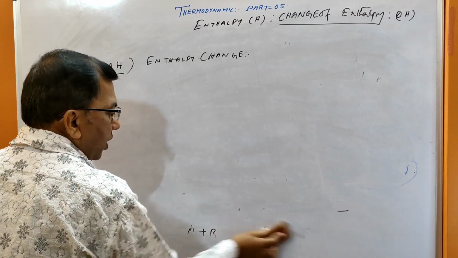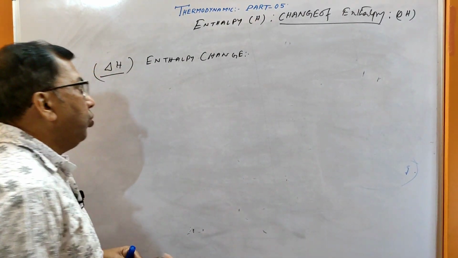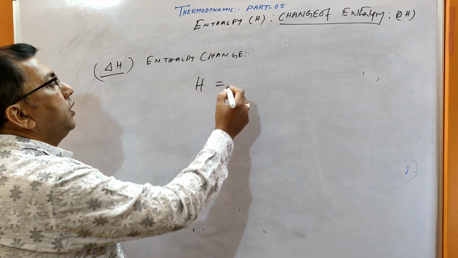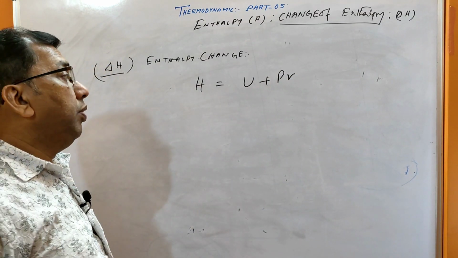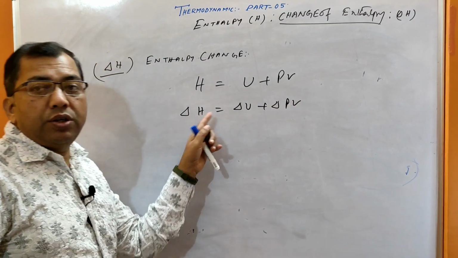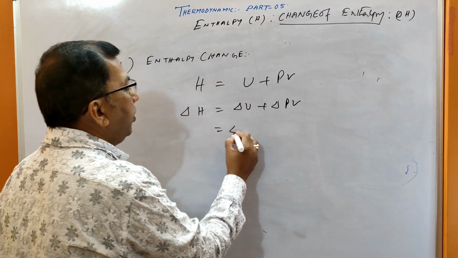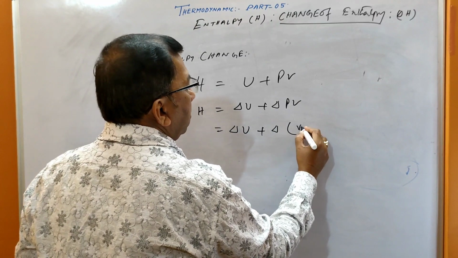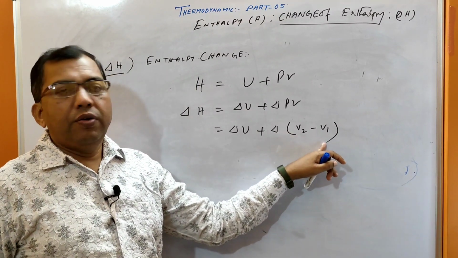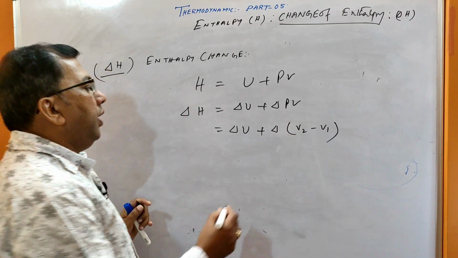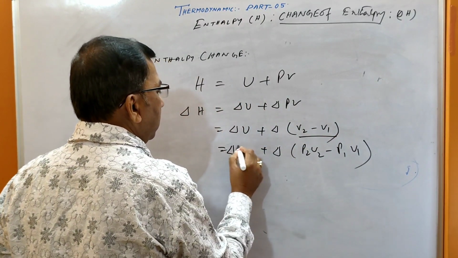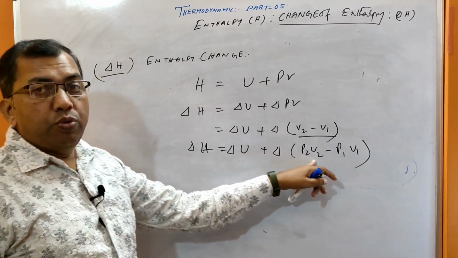Enthalpy is a very important thing in this case. Now the relation between enthalpy change, delta H, and delta U. We know H equals U, the internal energy, plus PV. So delta H equals delta U plus delta PV. You can also write delta PV as P2 V2 minus P1 V1. So delta H equals delta U plus P2 V2 minus P1 V1.